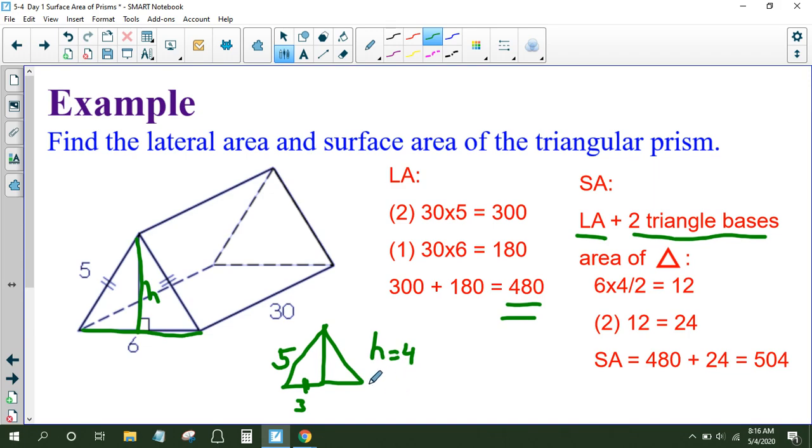So now that we know the height of our triangle, we can find the area. It's going to be this entire triangle. This is also 3 for a total base of 6. So we're going to do 6 times the height of 4, and then divided by 2, and that gives us 12, which is the area of one of the triangles. But we've got 2 of them, so we need to multiply times 2. 12 times 2 gives us 24. So that's the area of the bases. Finally, the surface area is going to be our lateral area of 480 plus our base areas of 24. Adding those together, we get 504. That's how you find the lateral area and the surface area of a triangular prism.